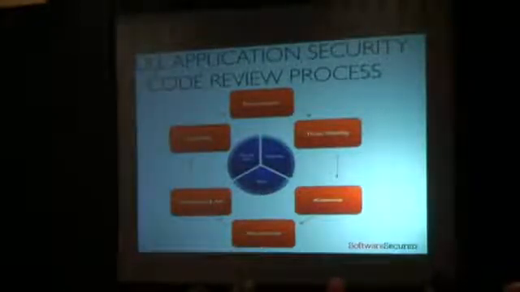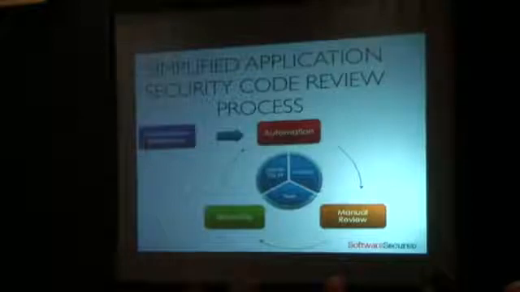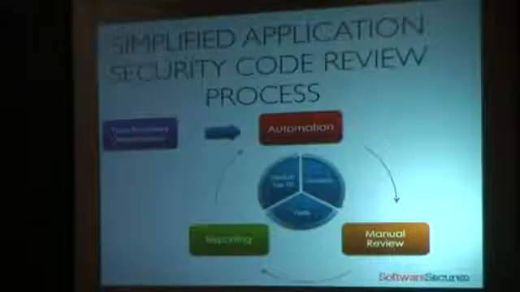That doesn't look very simplified, does it? This is not what we're discussing today. We are discussing today a whole lot simpler approach towards security code reviews. There are only 4 steps in this simplified security code review: trust boundary identification, automation, manual review, and reporting.